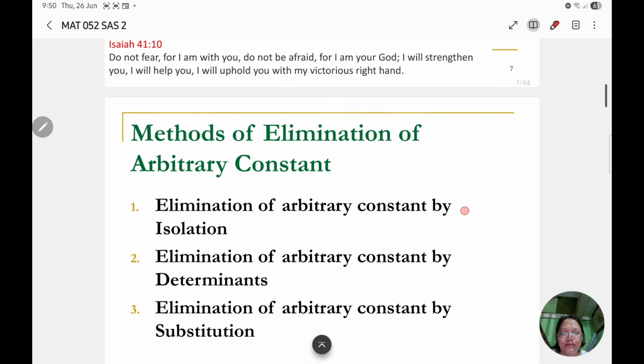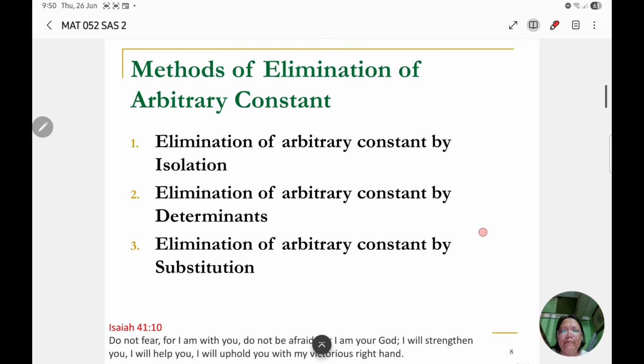Next. So what are the methods of elimination of arbitrary constants? We have 3 methods: elimination of arbitrary constants by isolation, by determinants, and by substitution. So, let's break down each method.